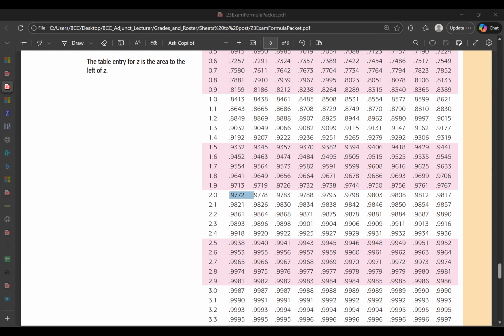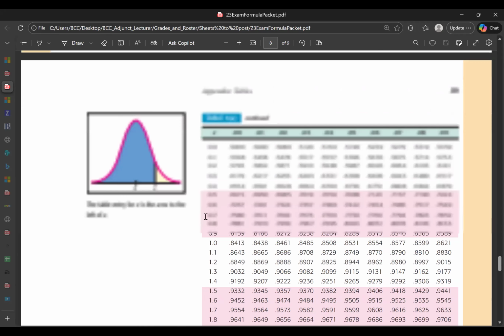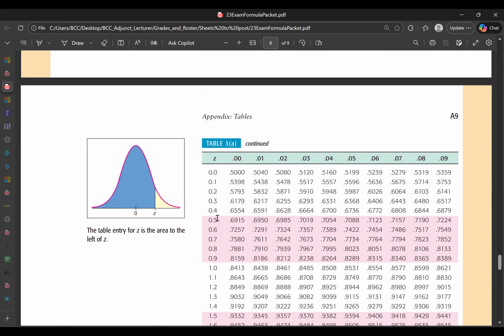Let's look it up. Go to 0.5. So 0.6915. Whatever you got, it's probably right.